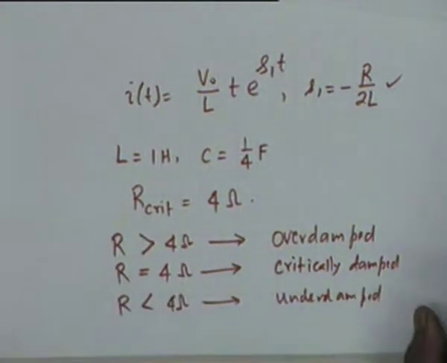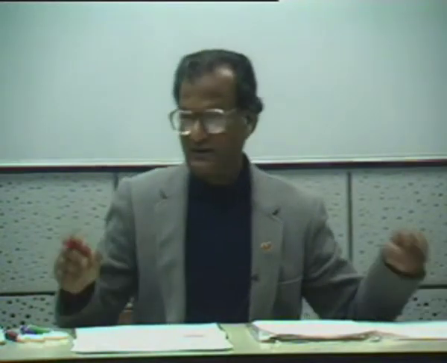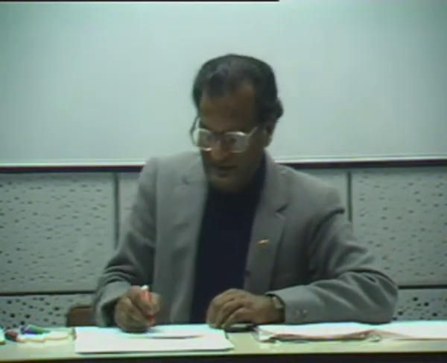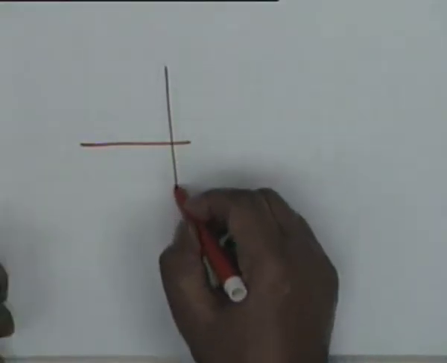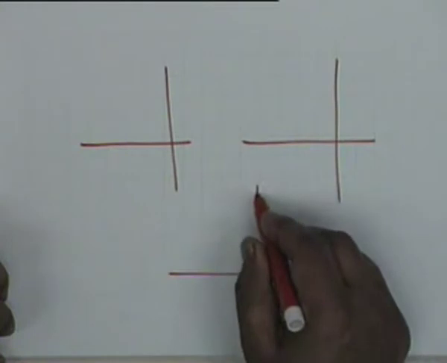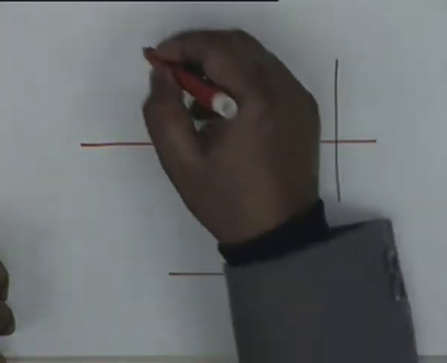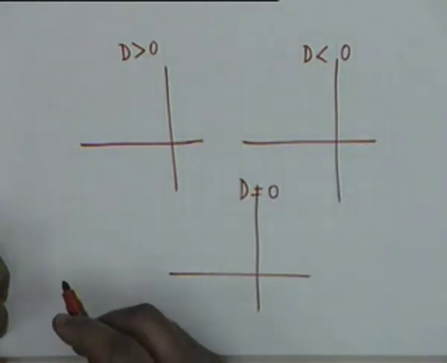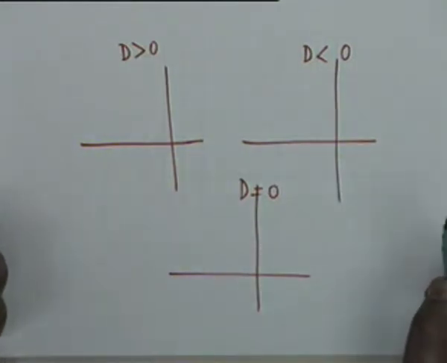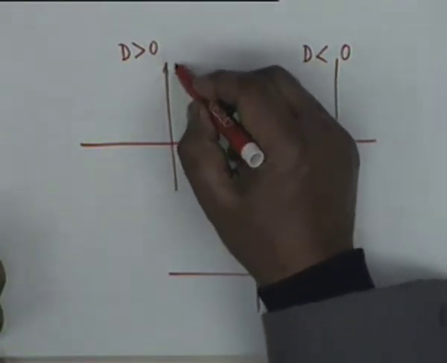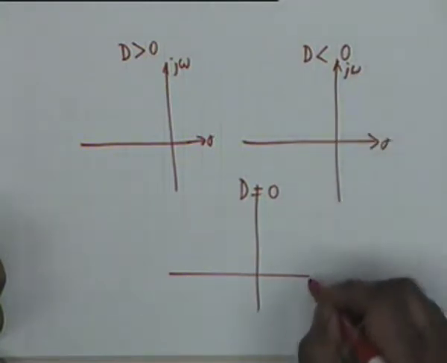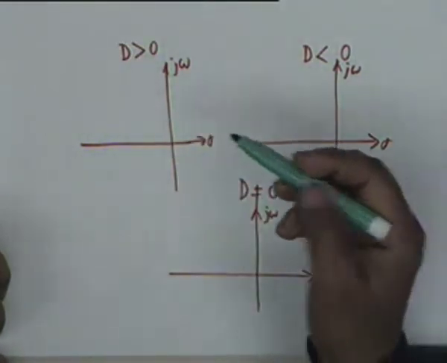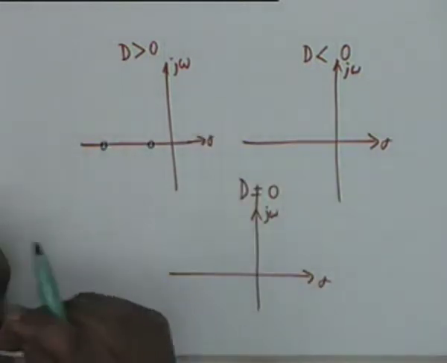Alright. Now let's look at this situation in the S plane, the complex plane. I will repeat what I have been saying in terms of the complex plane. You see, I have three situations: capital D greater than 0, capital D less than 0, and capital D equal to 0. The roots of the characteristic equation, let me show the axis, sigma and j omega. There are three cases, and in the first case, D greater than 0, there are two negative real roots, minus S1 and minus S2.